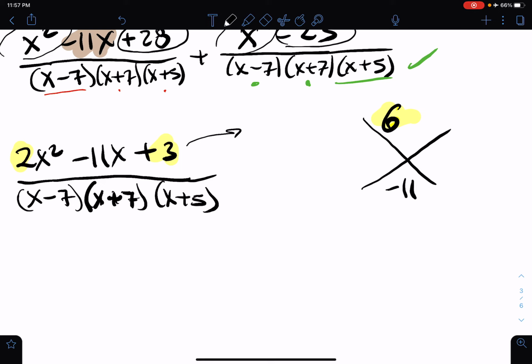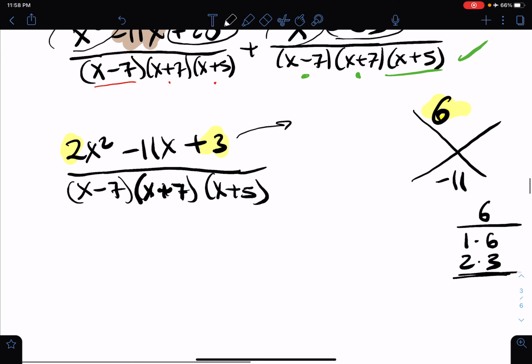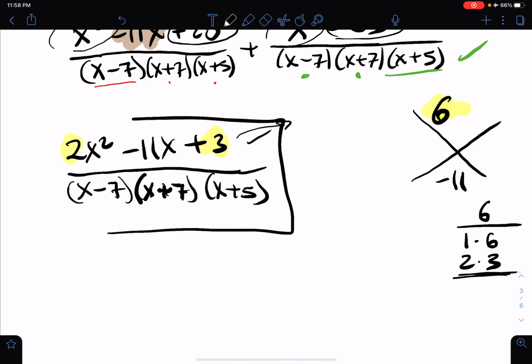Well, there's not that many factors that multiply to 6. There are so few possibilities, I don't even think you need to look at the signs. 1 times 6 is 6 and 2 times 3 is 6, and that's it. Is there any way I could add or subtract these numbers to make 11? That's impossible. So this is actually, in fact, prime. It's already factored as low as it will go, and there aren't any common factors, so boom, we're done.